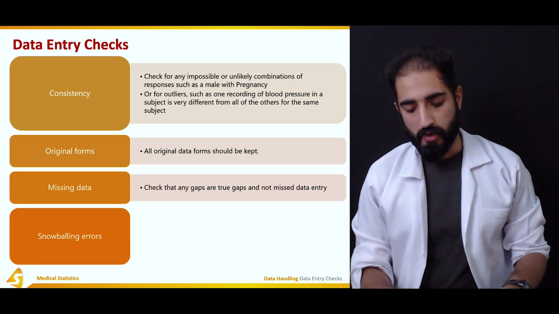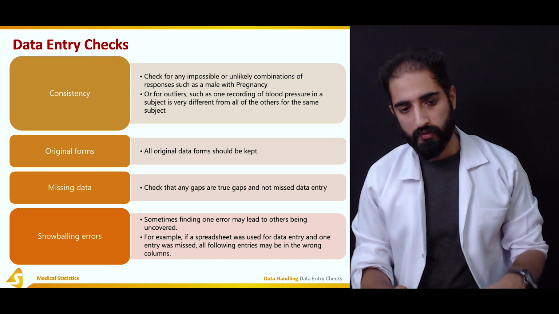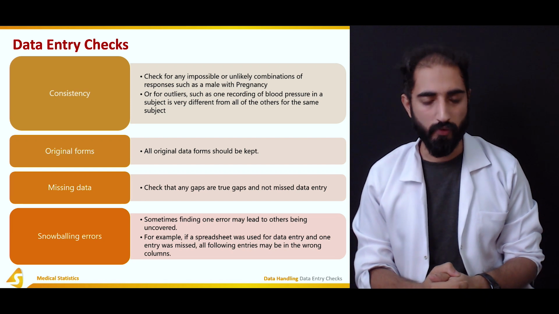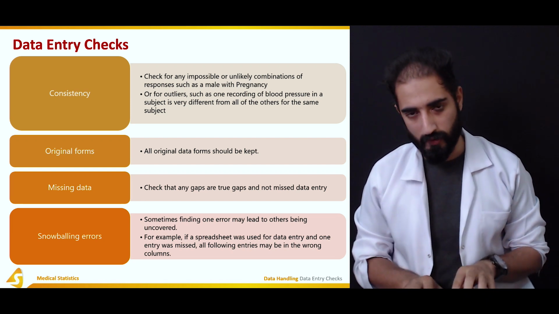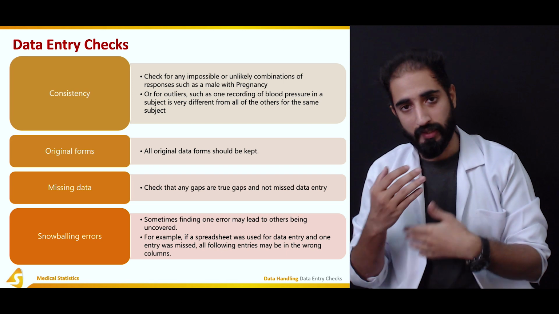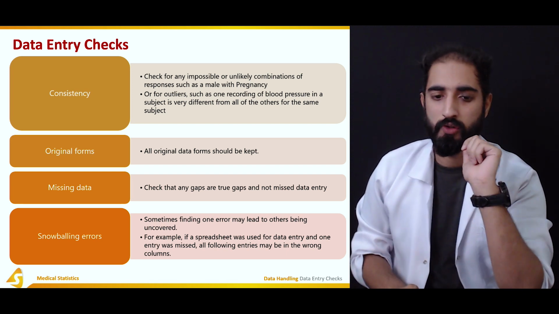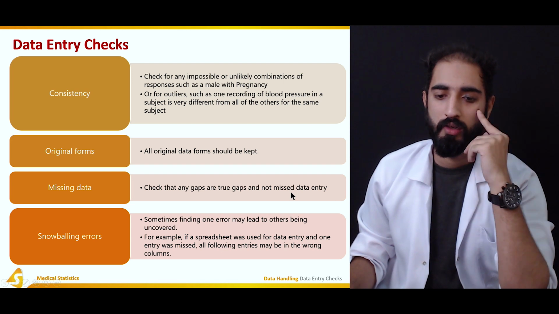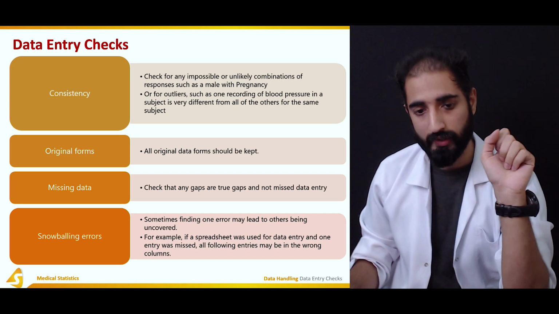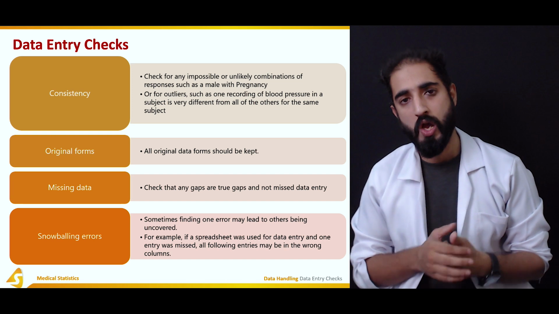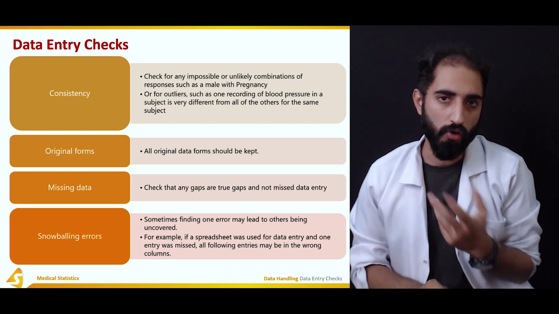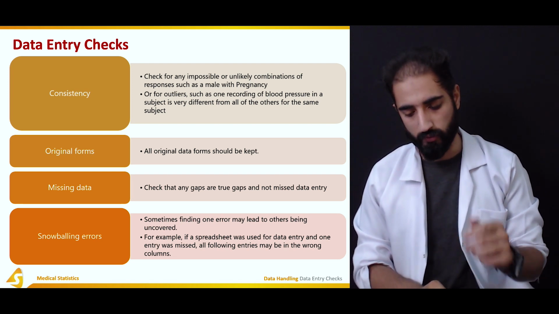Snowballing errors. Sometimes when you find one error, it may lead to others being uncovered as well. For example, if someone was doing the data entry and mistakenly entered an incorrect value at an incorrect spot, the spreadsheet would have one entry that was either wrongly entered or missed, and all of the following entries may be in the wrong columns or rows. That would result in a snowballing error that you would have to identify and correct.